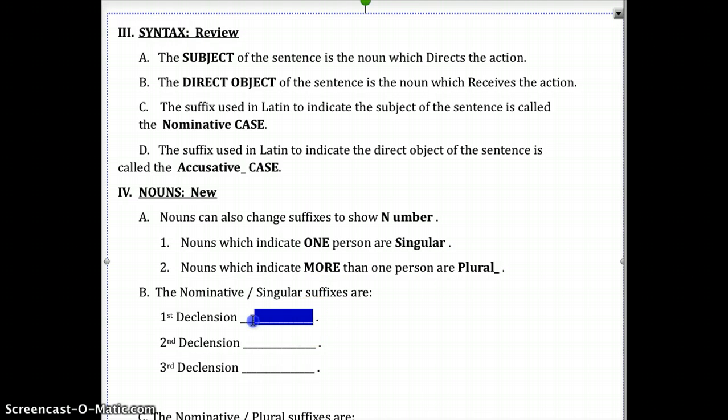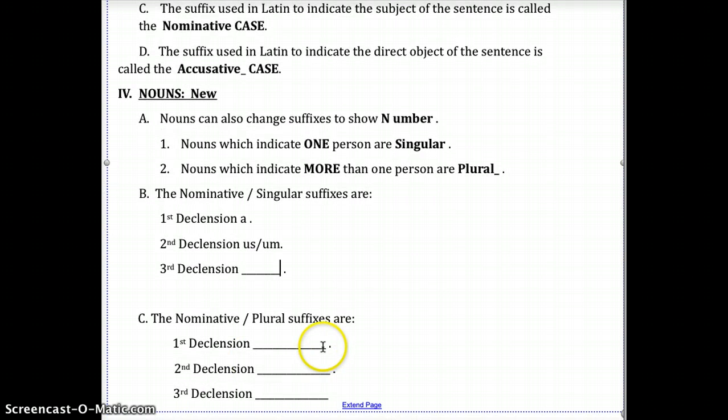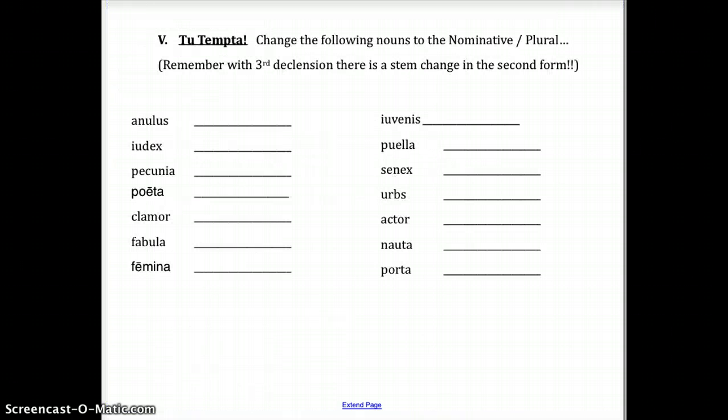The nominative singular suffixes in the first declension are, as we went over, A in the first declension, US or UM in the second declension, and in the third declension, just kind of depends, right? And the nominative plural suffixes, also easy, are AE in the first, I in the second, or A if it's neuter, and then in the third declension, always ES. There's nothing weird going on with the third declension here. All right, so take a minute to try to change the following nouns to the nominative plural.